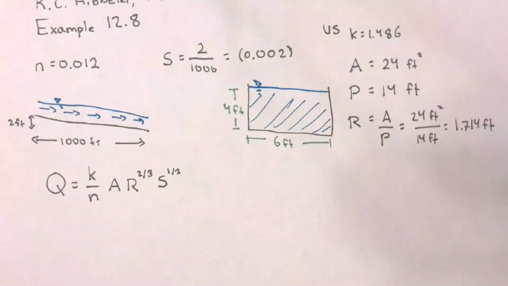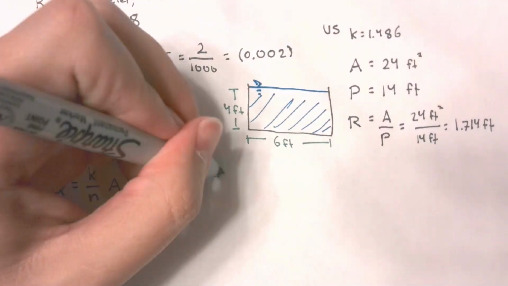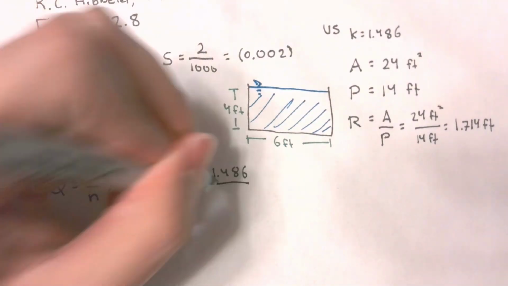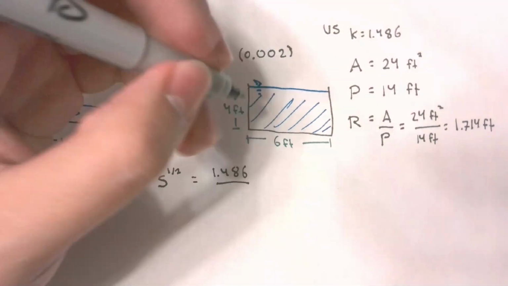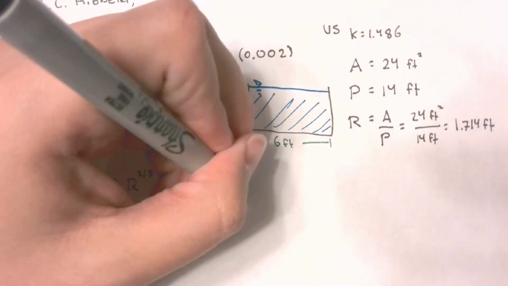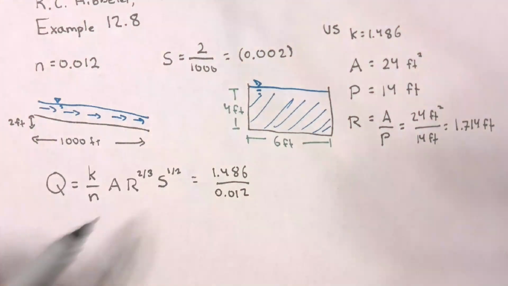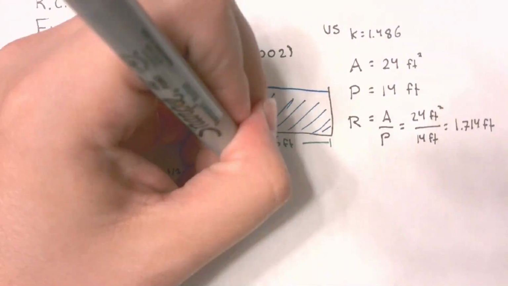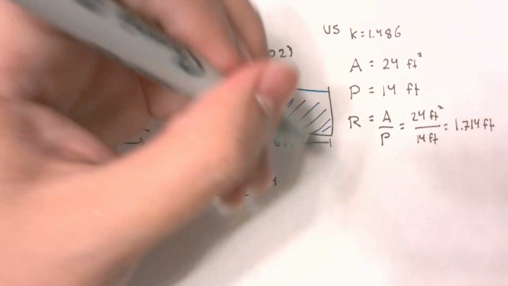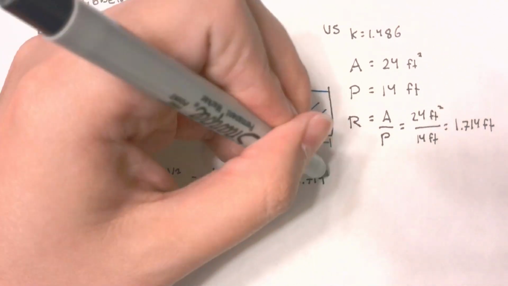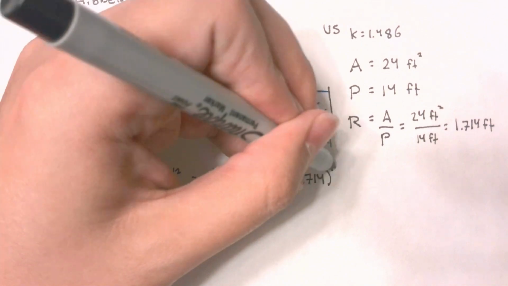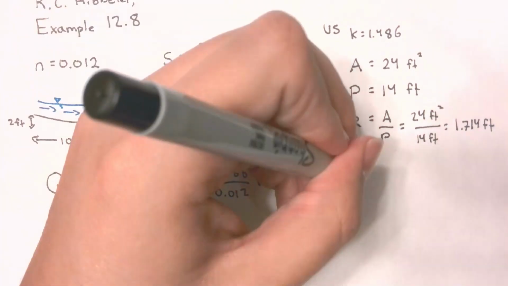So we do know K. So 1.486. Do we know N? Yep. 0.012. Do we know area? Yes. Do we know the hydraulic radius? Yeah. Do we know slope? Yeah.